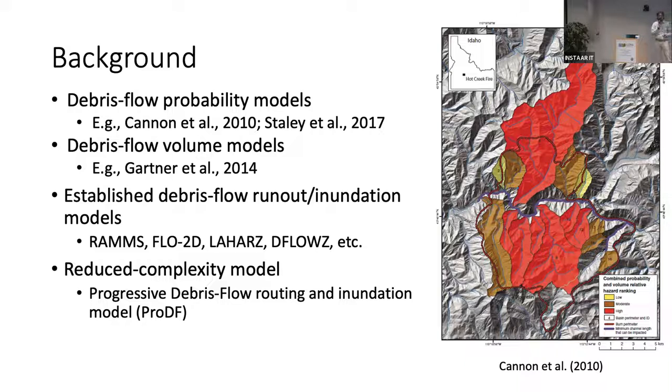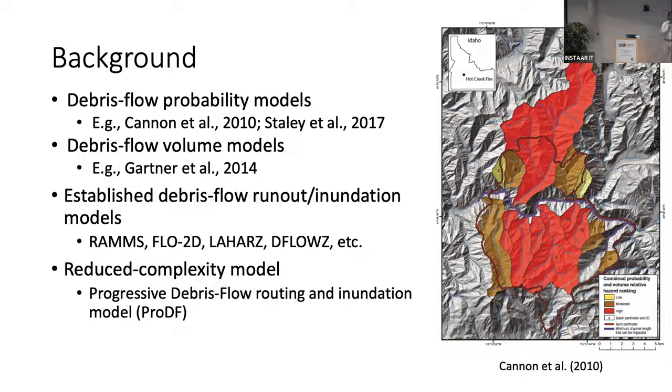Now, currently, we have established methods that can be used to predict how likely a debris flow is to occur following wildfire or how large that event might be. This information can be combined to create hazard maps like we see here that assign risk factors to watersheds depending on whether it's likely to produce a debris flow and how large it might be. However, these hazard assessment frameworks rarely, if ever, consider the downstream impacts of debris flows. And this is because up until this point, there has not been a well-established debris flow inundation model that has been tested extensively on post-wildfire debris flow datasets.